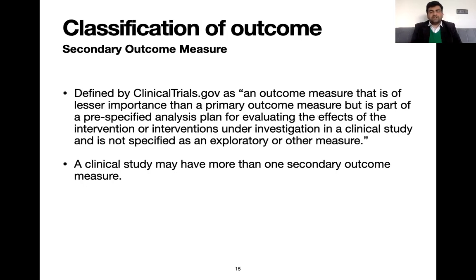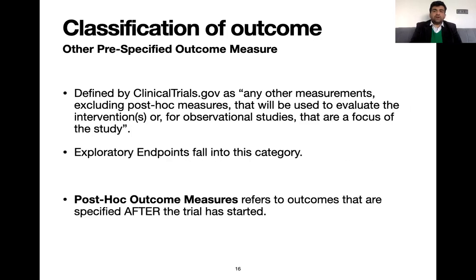Secondary outcome measure is defined as an outcome measure that is of lesser importance than a primary outcome measure, but is a part of a pre-specified analysis plan for evaluating the effects of the intervention or interventions under investigation in a clinical study, and is not specified as an exploratory or other measure. A clinical study may have more than one secondary outcome measure.